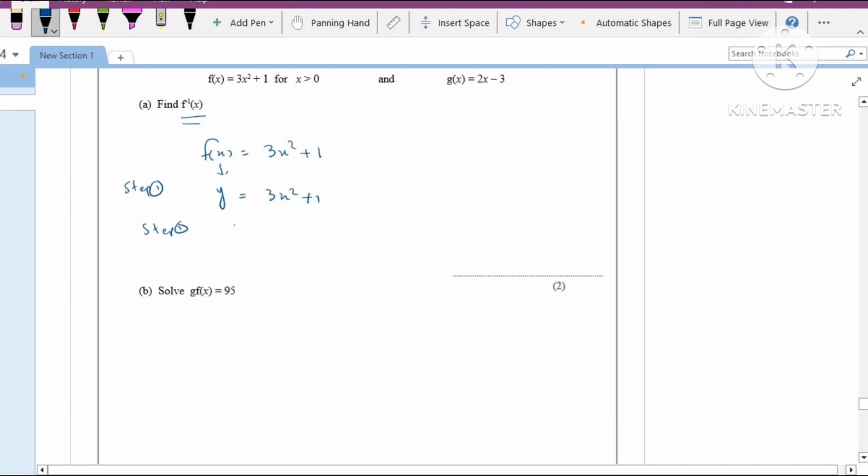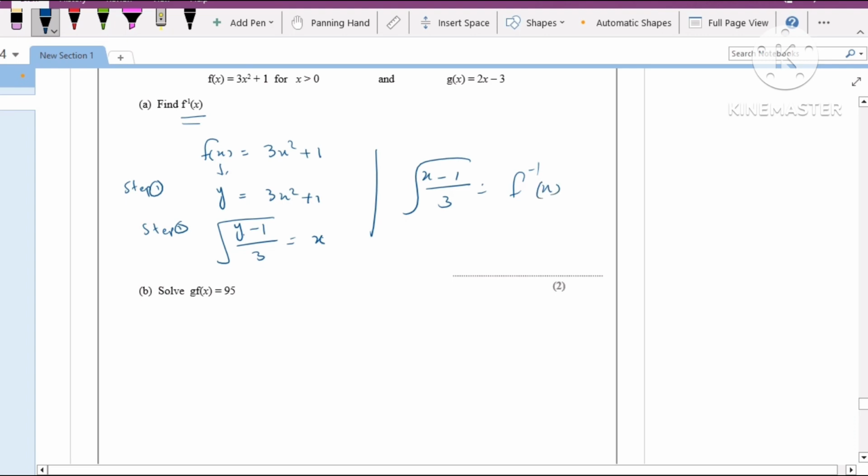So change the subject. It means you have to make x the subject. So y minus 1, divided by 3, and square root, is equal to x. I'm just solving it in one step. It's just changing of the subject. So the next step, because we are looking for the input value as x, replace this y with x, so the square root of x minus 1 over 3, and replace this x with its name, f inverse of x. That's it. So these are the 3 steps.